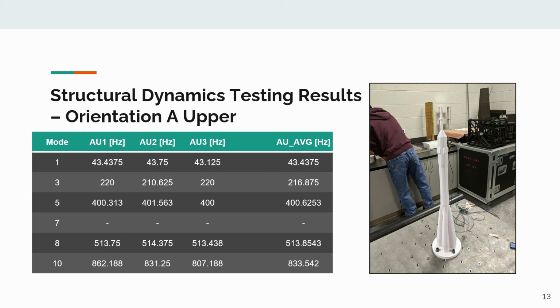In the table, you can see that there is no value for Mode 7. When the experimental data was analyzed, a corresponding mode could not be found. Our assumption was that this is likely because Mode 7 is a torsional mode and thus has a low magnitude in comparison to the bending modes.